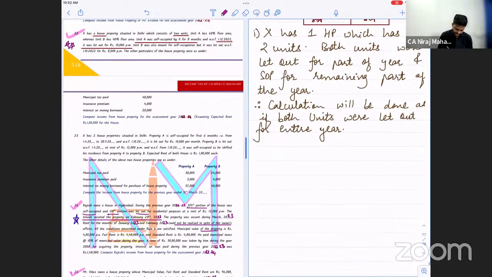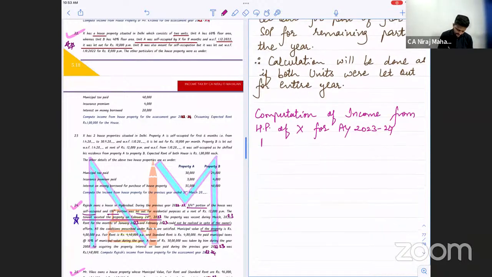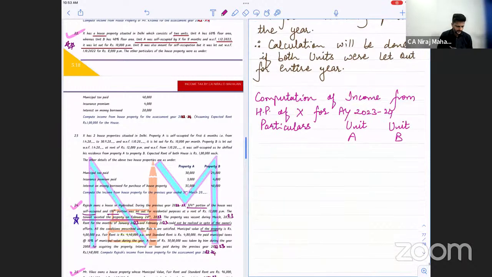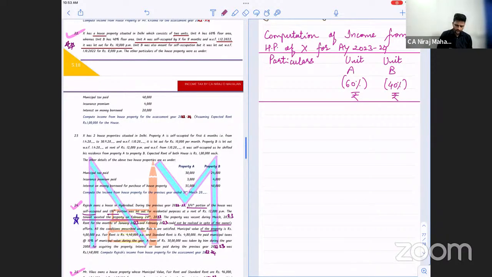So computation of income, (23-24). Particulars: unit A, unit B. Unit A is how much percentage? 60%. And this is 40%. Rupees. Now, is it a straightforward question? I hope so. I have now simplified the question for you. Now you understand. Okay.